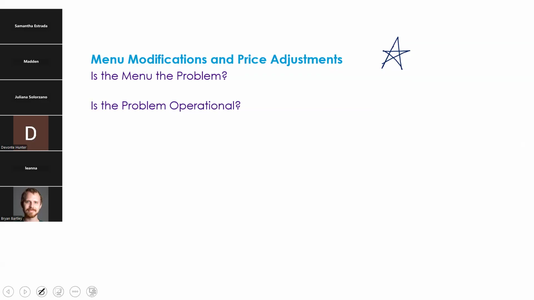Or is the problem operational? Does our recipe cost too much? What is the issue operationally? Do our ingredients cost too much? Does it take too long to prepare, so people don't order it because it takes too long to come out to the table? What are the issues with our items? And then we make changes and we do it all over again. After a certain period of time, we do another analysis and see what has changed.